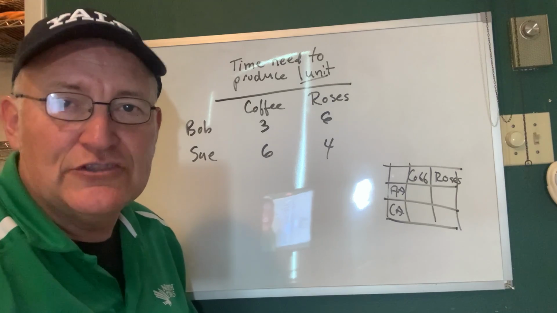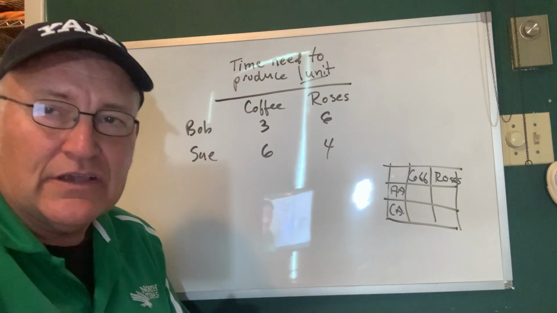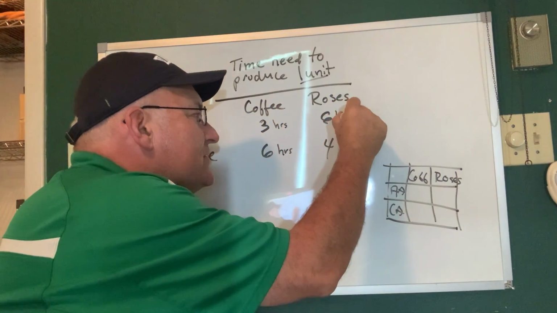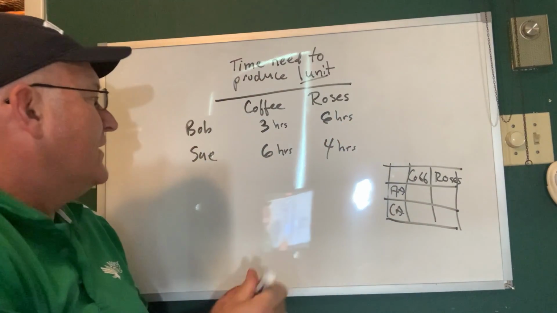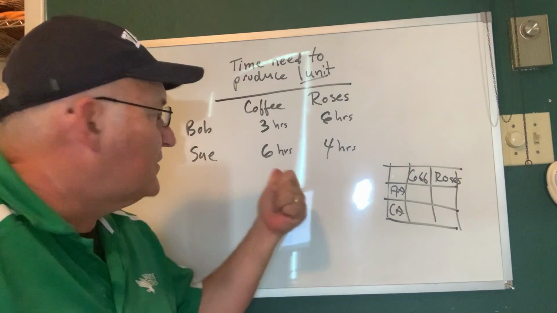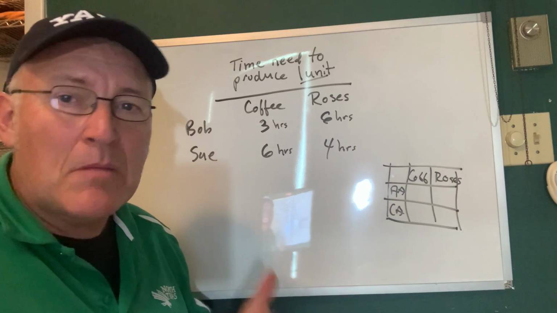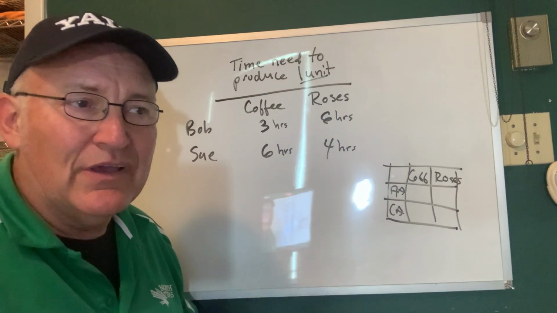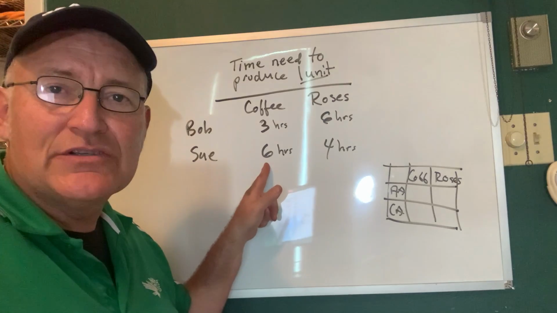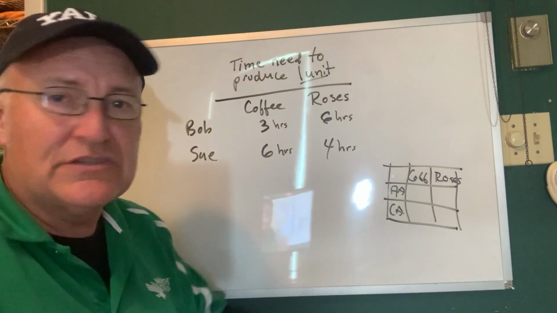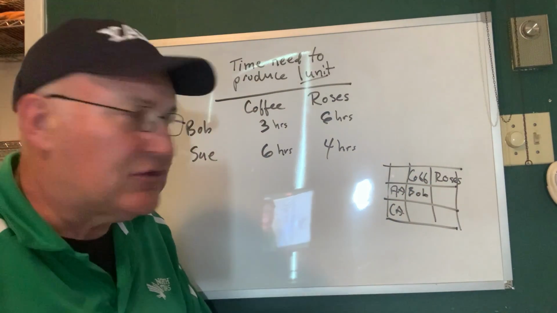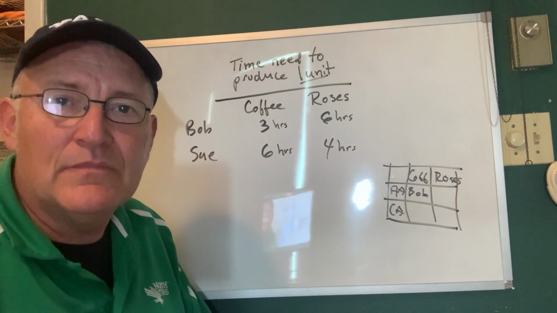So absolute advantage. Who has the absolute advantage in the production of coffee? Recall, this is time, not units. It takes Bob 3 hours to make a unit of coffee, and it takes Sue 6 hours to make a unit of coffee. And remember, absolute advantage is who can make the most. In any given time frame, Bob is always going to be able to make more, because in 6 hours, Sue will only make 1 unit, Bob will make 2 units. So Bob has the absolute advantage in the production of coffee based upon time.